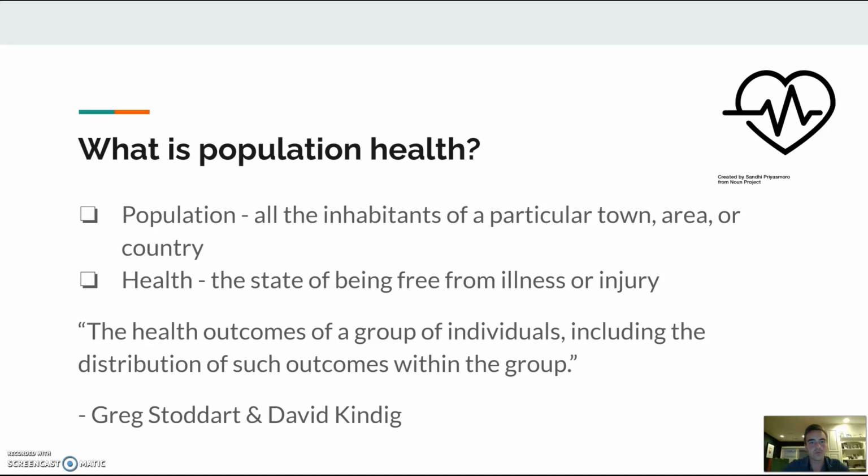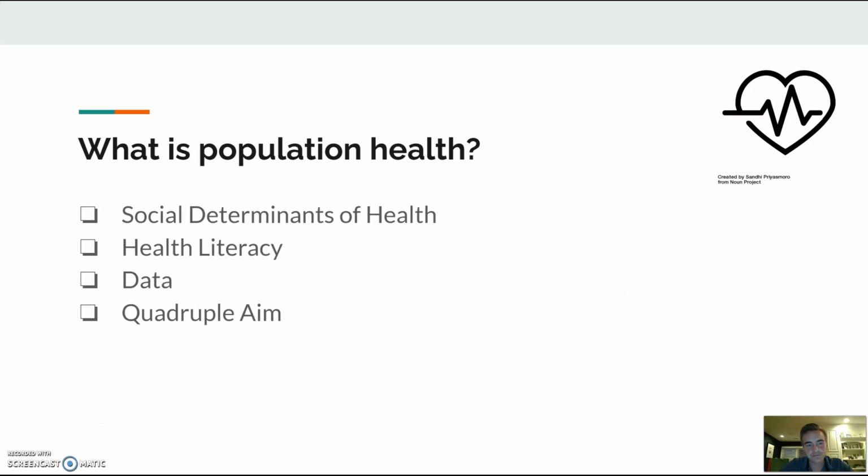And I think of one very simple idea of what this could look like is as a health system or a community, understanding what's the rate of people that have lung cancer from smoking in the community, or the number of children that are obese or overweight, or how prevalent diabetes is in the community, but being able to address healthcare through understanding what the population looks like. When we look at population health, I'm going to spend time diving into four specific areas. We'll talk about the social determinants of health, health literacy, data, and the quadruple aim.